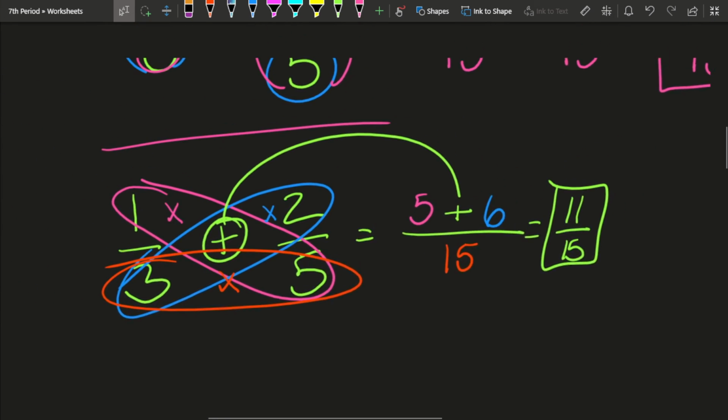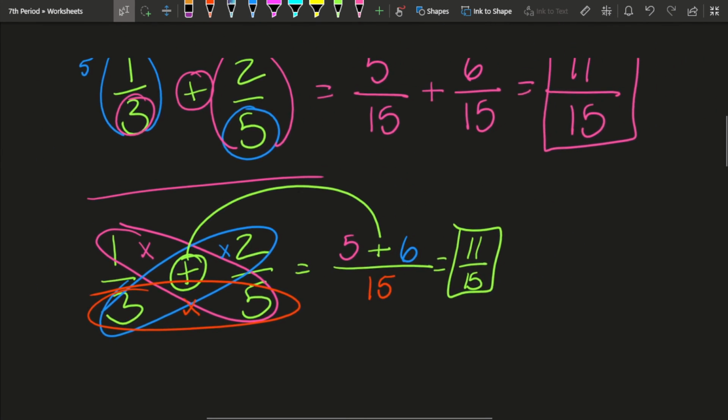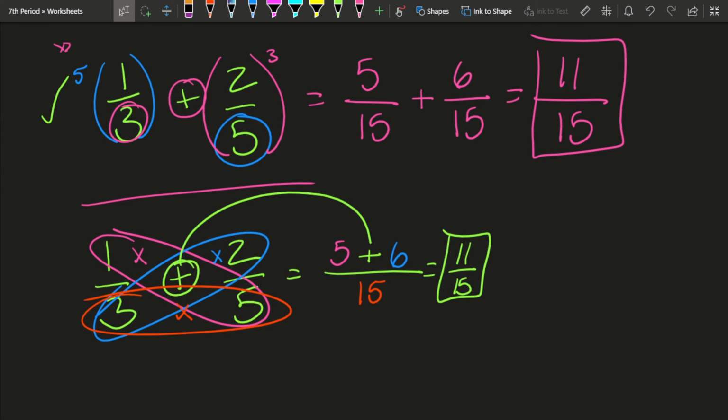I hope that you learned something today. There's two different methods. This one works all the time. This one also works all the time, but both of them might not always give you the least common denominator. At the end of the day, you always have to look for the simplest form. And other than that, that's going to be it.